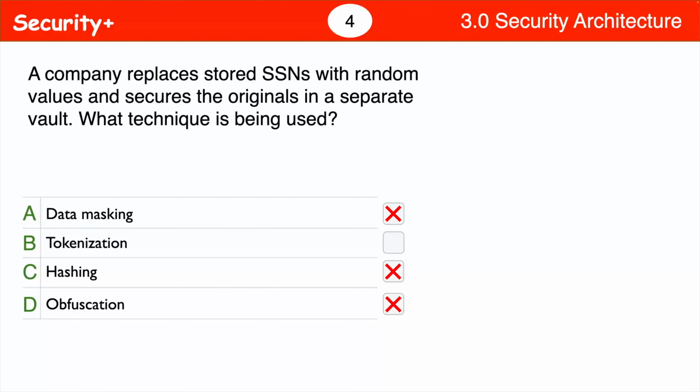And data masking is used to hide parts of data for display reasons, such as showing only the last 4 digits of a social security number or a birth date or a credit card. So that is data masking. And that leaves us with B, tokenization. And tokenization substitutes sensitive data with tokens that are meaningless on their own while keeping real data in a token vault. Now, this allows safe use in systems without exposing the true values.